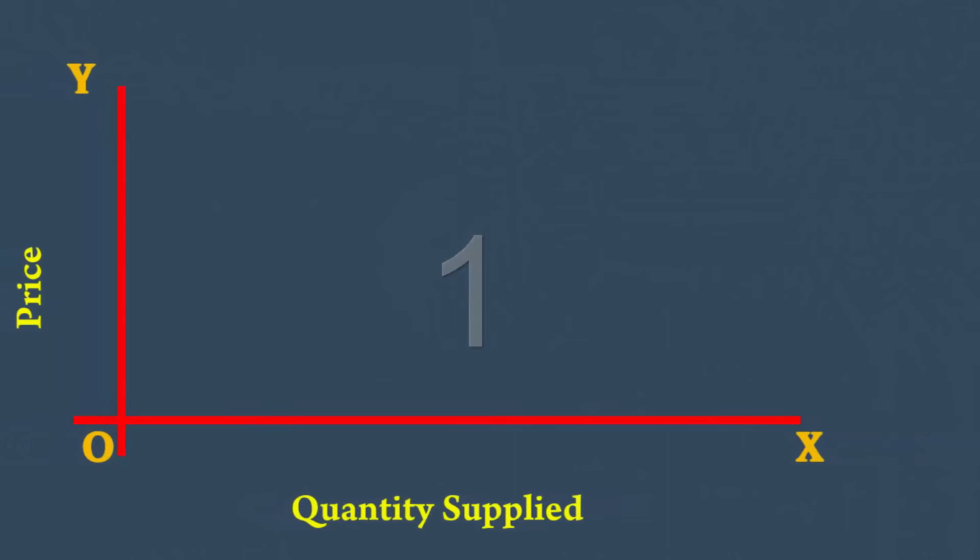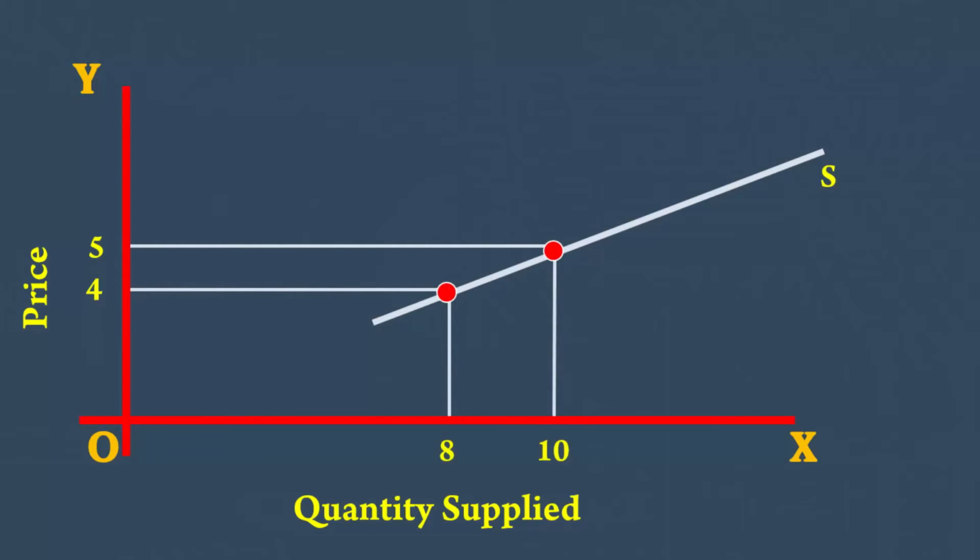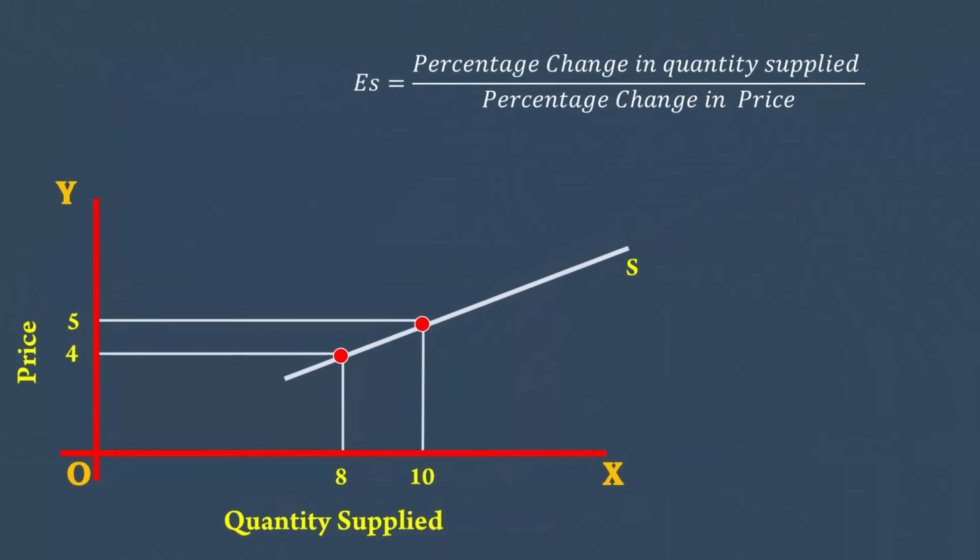1. To begin with, examine this case. For the sake of simplicity, let me use the linear supply curve. The price increases from 4 rupees to 5 rupees. The quantity increases from 8 units to 10 units. It means a 25% increase in price causes a 25% increase in quantity supplied.